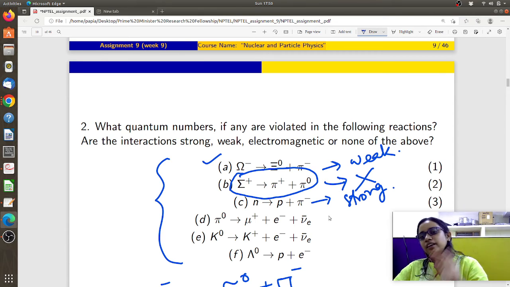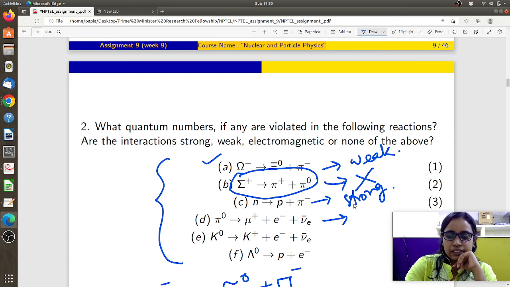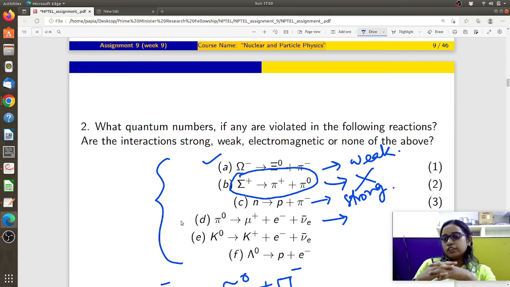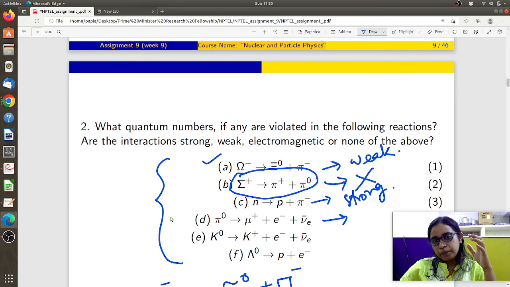Okay. Now coming to the fourth one. The fourth one is a very simple thing. Can you please tell me whether the fourth one is allowed or not? For an allowed or not question, we have to see first the B, L and Q numbers. If I write the baryon number B here, what is the value? It is 0, this is also 0 and this is also 0. So that means baryon number is conserved.